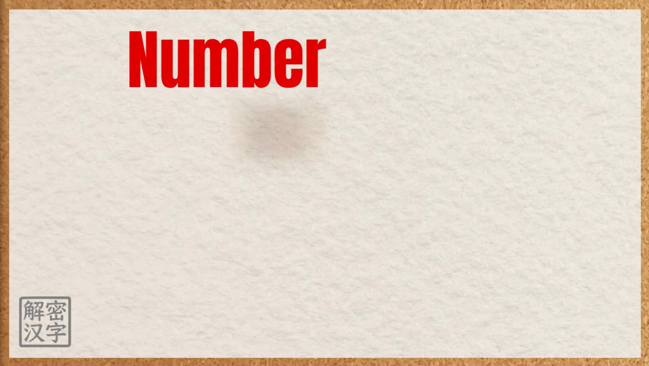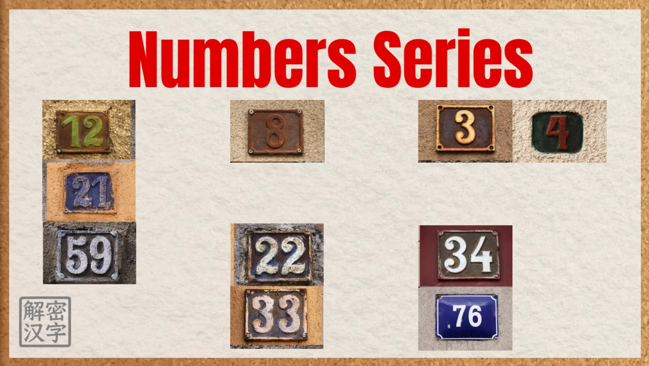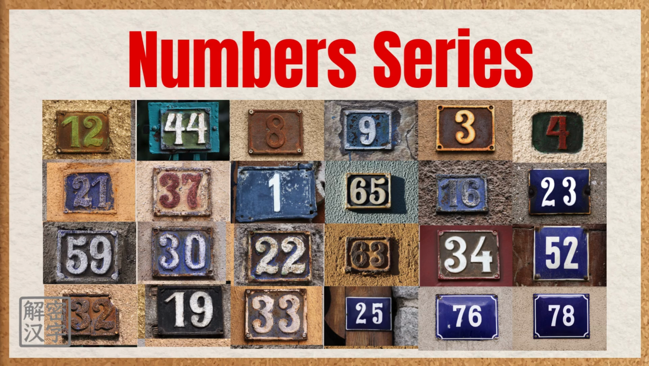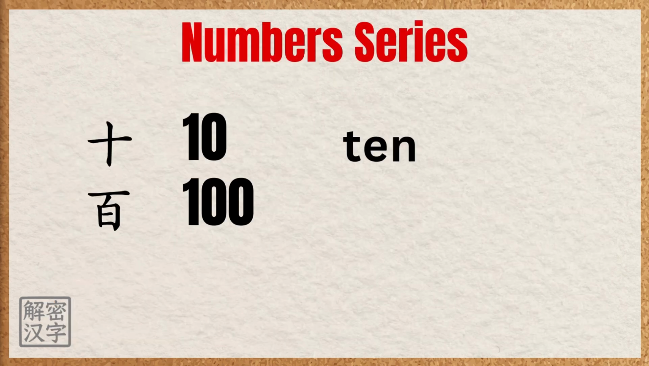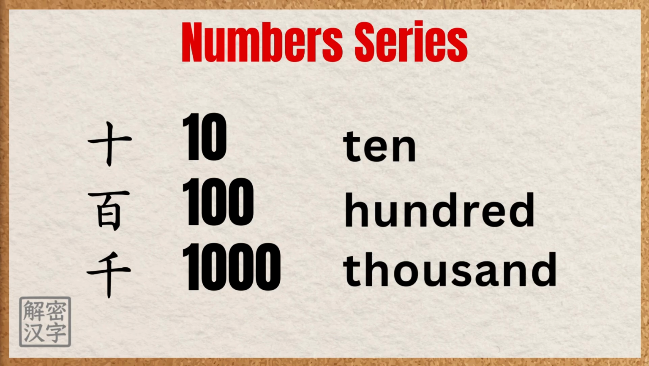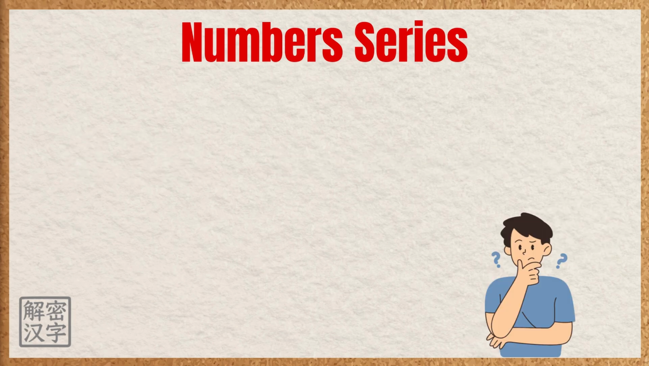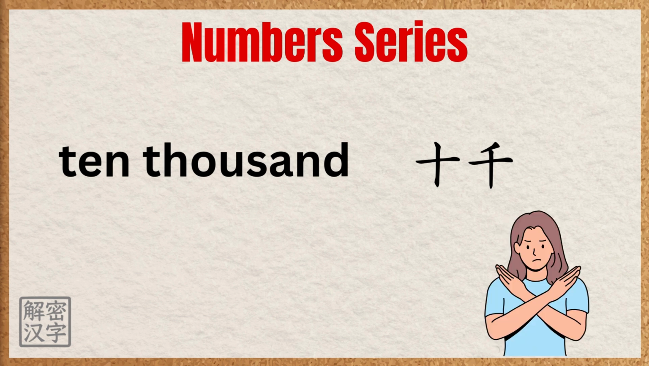Let's continue our number series. Stick with me. By the end, you'll definitely be able to say any number in Chinese with ease. We've already learned that 十 means 10, 百 means 100, and 千 means 1,000. So how do we say 10,000 in Chinese? You might be thinking, isn't 10,000 just 10,000? Well, that is actually wrong.